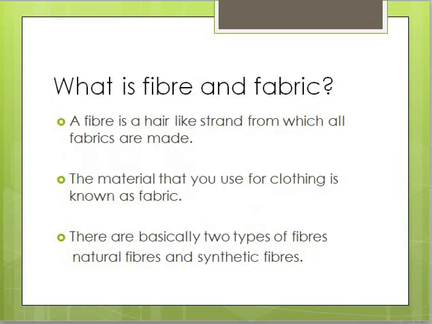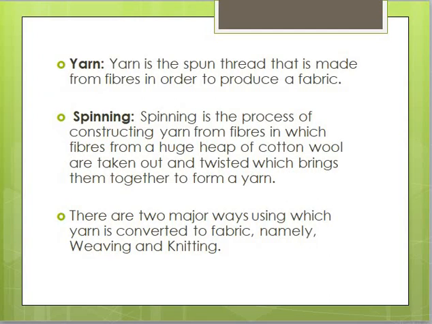Then coming towards fibers and fabric. Fiber is a hair-like strand from which all materials are made. Actually, fiber is the basic unit, the elementary part, which ultimately makes up the complete fabric. We have also discussed the various types of fabric, and the material that you use for clothing is known as fabric. There are basically two types of fibers, natural fiber and synthetic fiber. Then yarn. Yarn is the spun thread that is made from fibers in order to produce a fabric. Fiber, yarn, and then fabric.